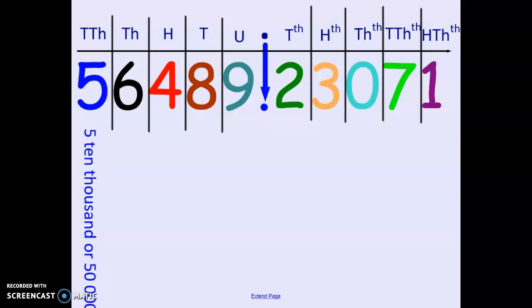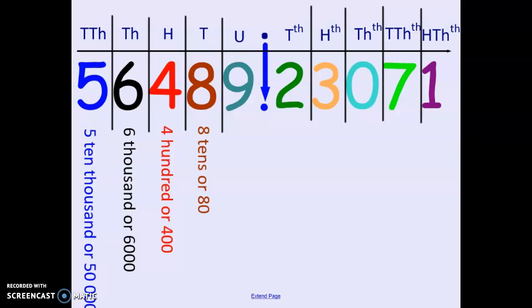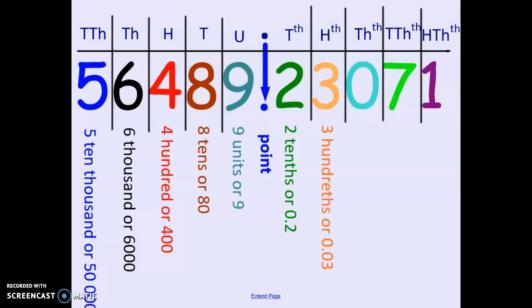The 6 represents 6,000. The 4 represents 400. The 8 represents 8 tens, or we can say 80. The 9 represents 9 units, or we can just say 9. The point is always the decimal point, and we can't ignore that. The 2 is worth 2 tenths, or 0.2. The 3 is worth 3 hundredths, or 0.03.